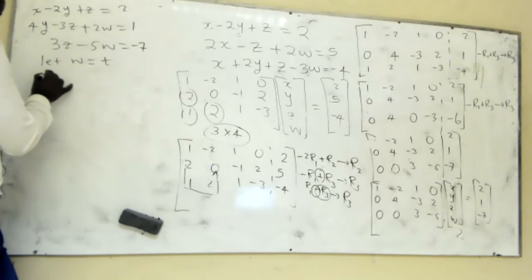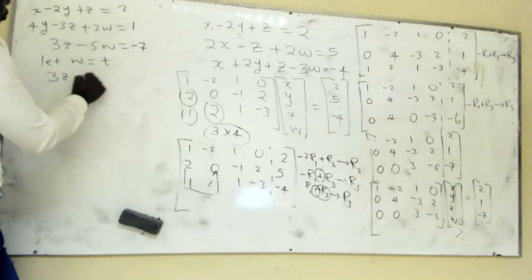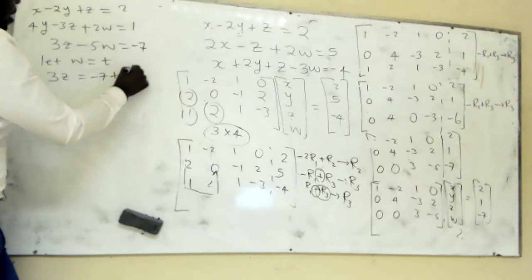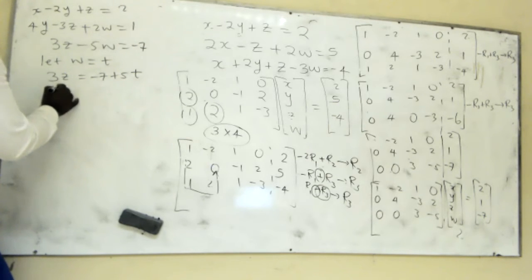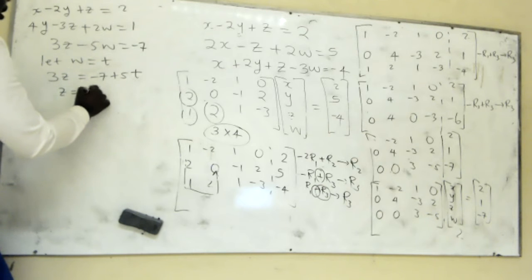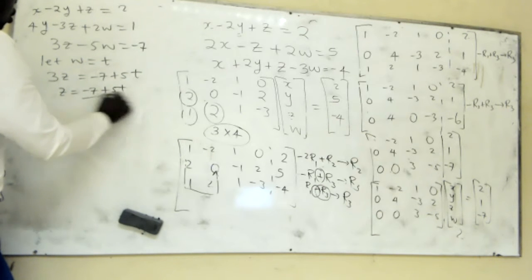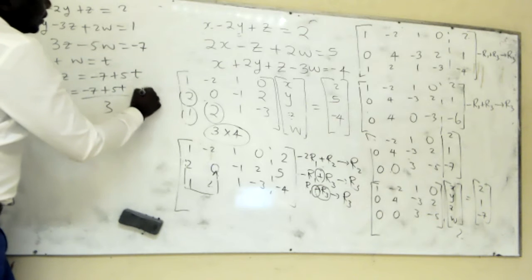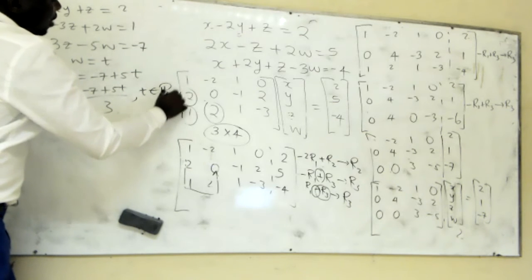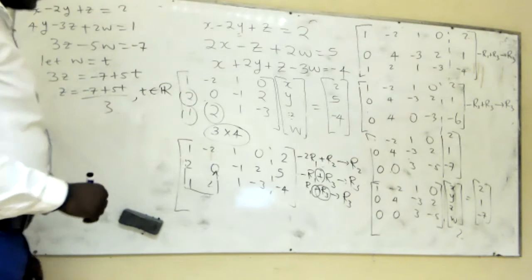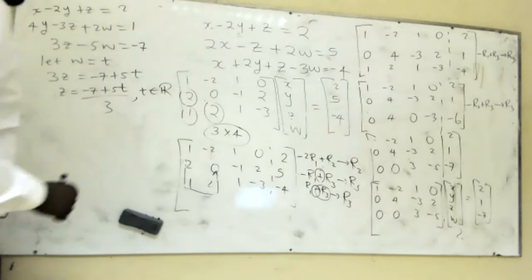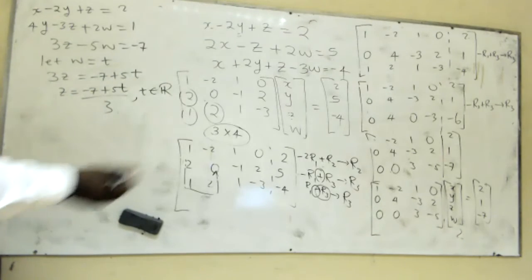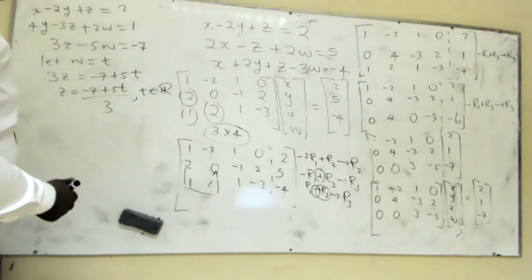So therefore, we'll then have 3z, we take this side, it will give us negative 7 plus 5t, which is a scalar quantity. So that will then be z equal to negative 7 plus 5t all divided by 3. So then t in this case is an element of the real numbers, which simply tells us that you can replace t with any value you like. So you can choose any value of t you want to use in this case. You're going to get the answer that you are looking for.